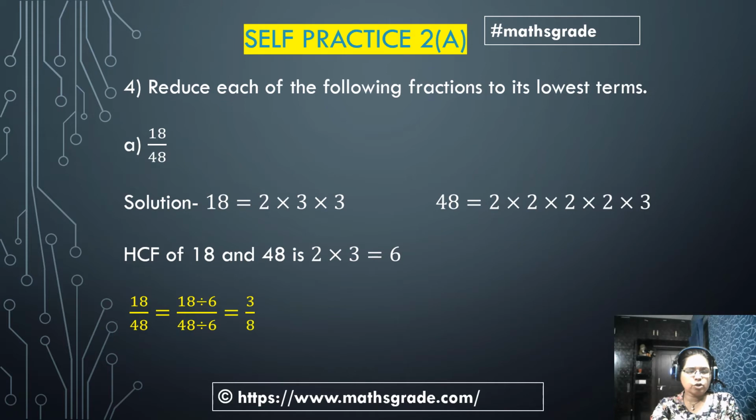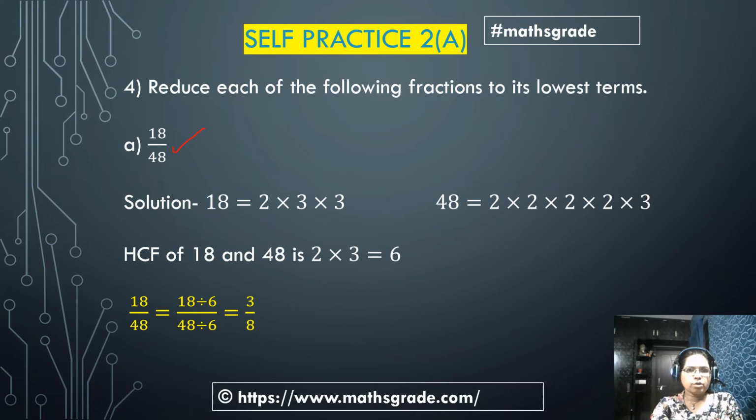Now we will solve question number 4. Question number 4 is to reduce each of the following fractions to its lowest terms. The first part is 18/48. We have to reduce the fraction 18/48 to its lowest form.